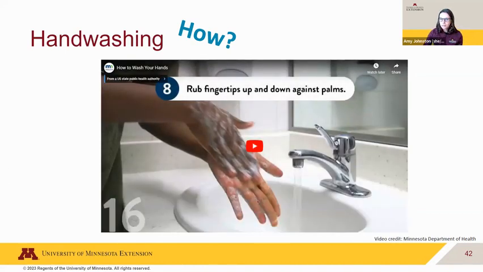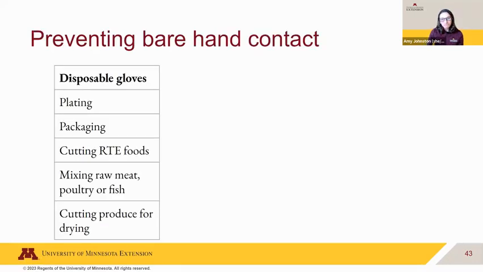So the whole process takes 20 seconds, and that's a pretty easy time commitment to have such a large impact on food safety. So while hand washing is very effective in removing pathogens, there is still the possibility of a small number of pathogens remaining on your hands. Remember, hand washing can remove up to 92% of pathogens. So this is why preventing bare hand contact with foods that are ready to eat or do not require further cooking is important. So disposable gloves are commonly used for many tasks.